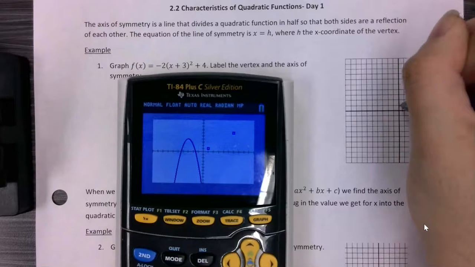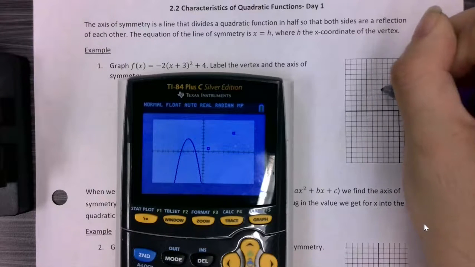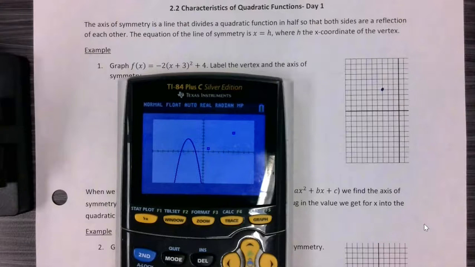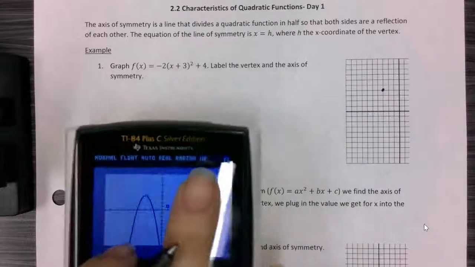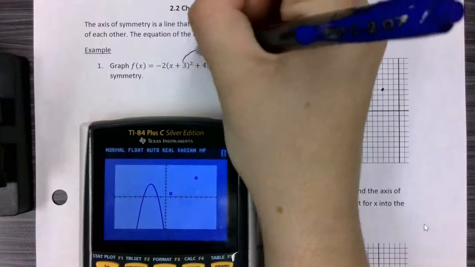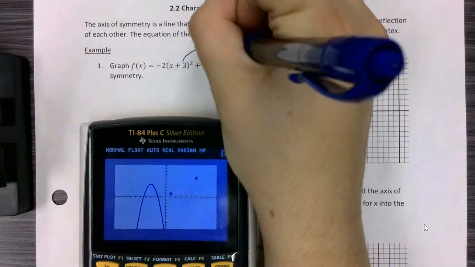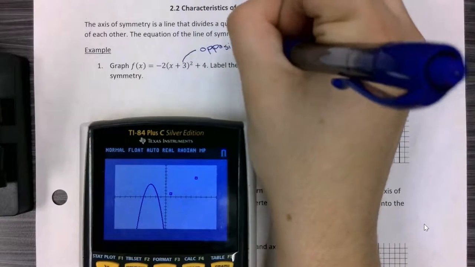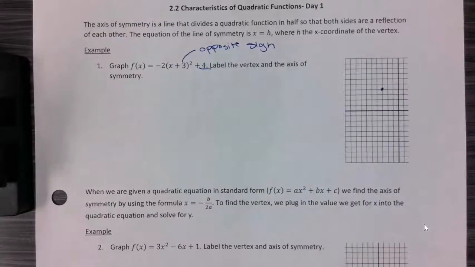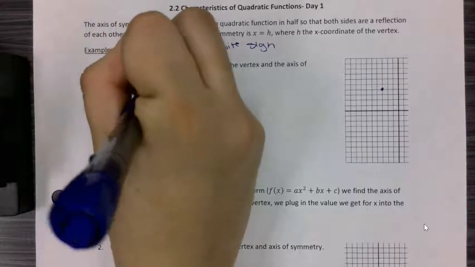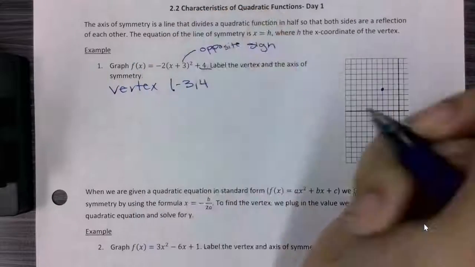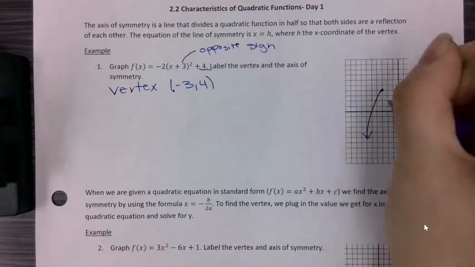How do I know it's negative 3, 4? How do I know that point right there? Where did I get my vertex from? From the very top. It's in the equation. Remember we talked about this last week? This is vertex form. So it's going to be opposite this sign, and then same as that one. So my vertex is going to be negative 3, 4. I'm going to go ahead and draw that graph I saw.